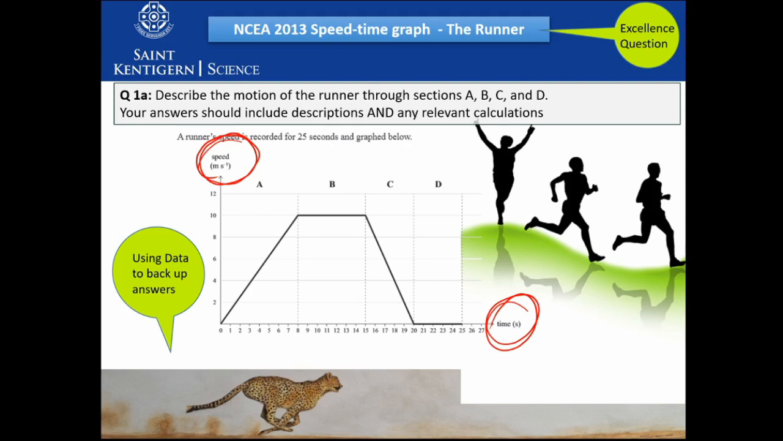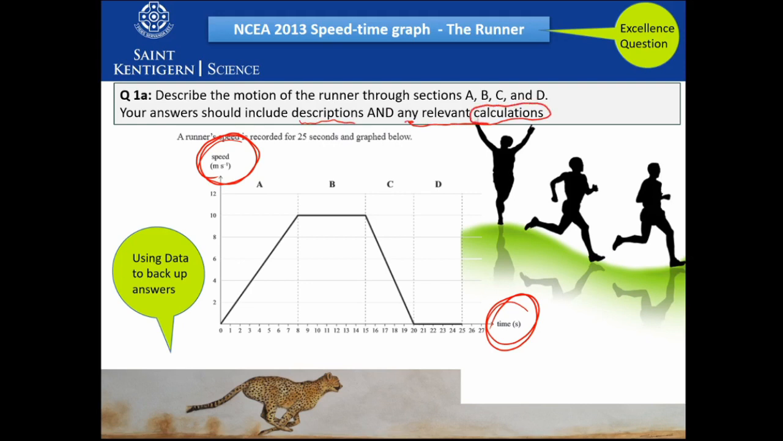Anyway, so describe the motion of the runner through section A, B, C, and D. Now, remember, this is a speed time graph. Your answers should include descriptions and calculations.